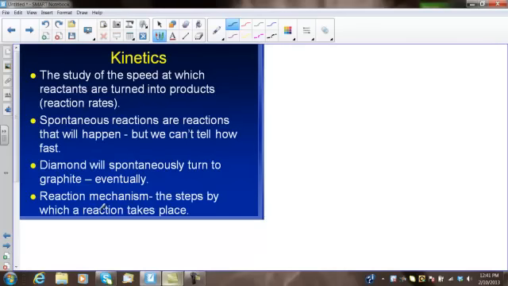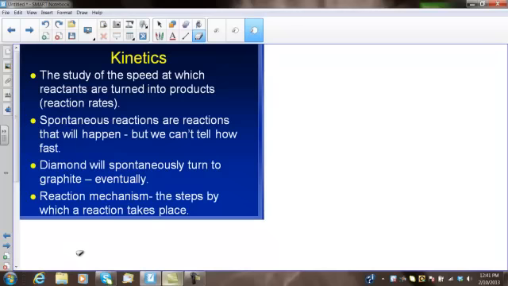So, what do we mean by kinetics? Kinetics is the study of the speed at which reactants are turned into products. These are called reaction rates. So we're going to be studying reaction rates. Spontaneous reactions are reactions that will happen, but we can't tell how fast. For example, diamond will spontaneously turn into graphite eventually.